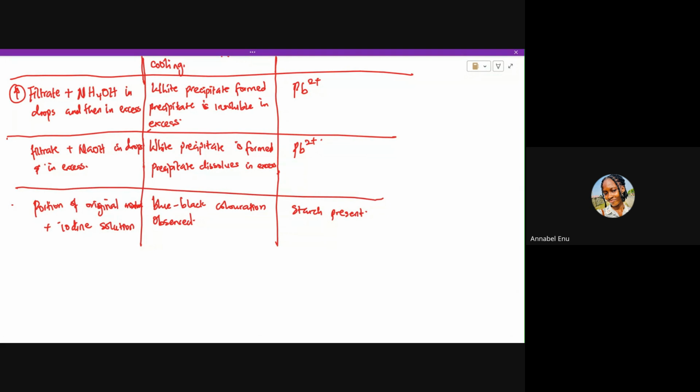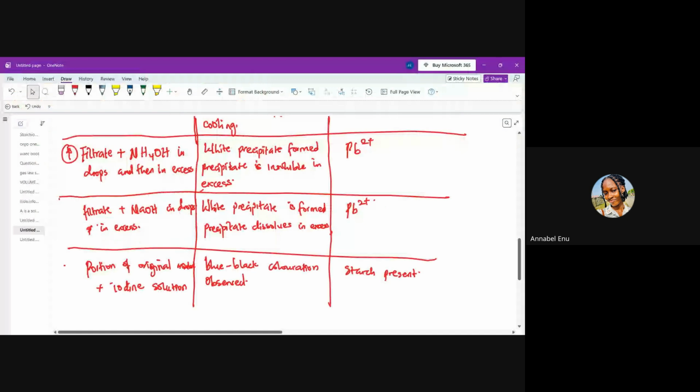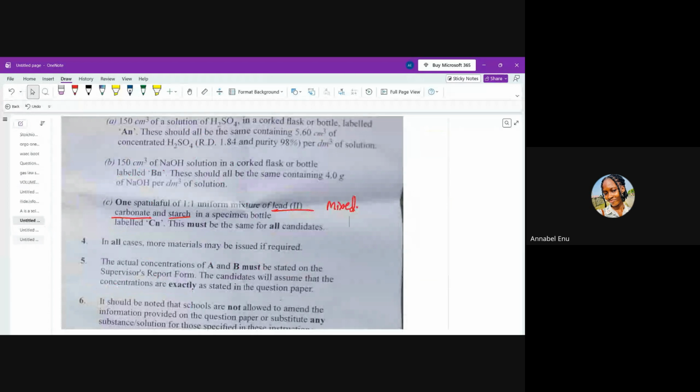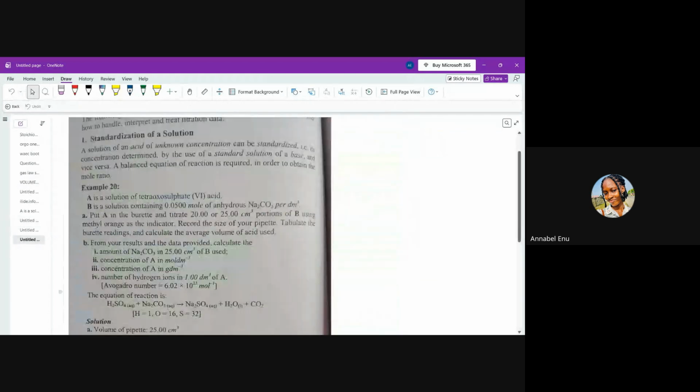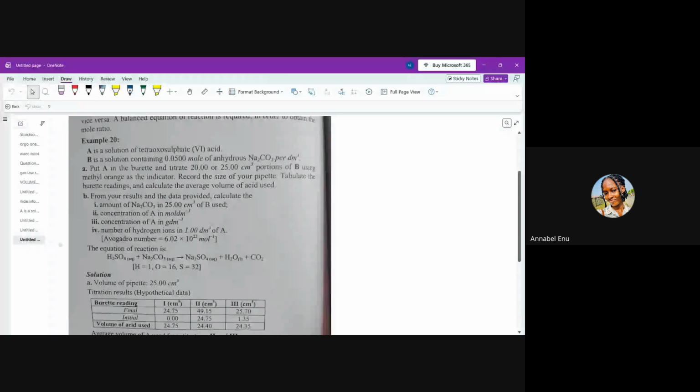All right, so that's all we have for today. So this year, and also in addition with what we did last time, which is titration.